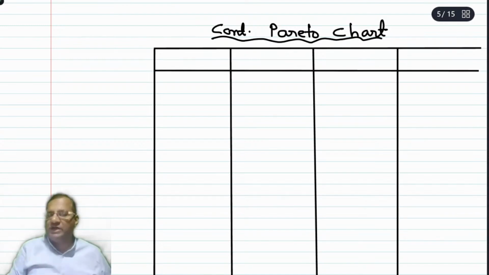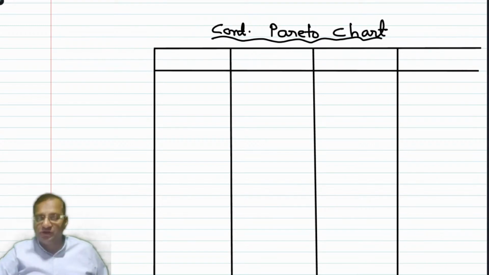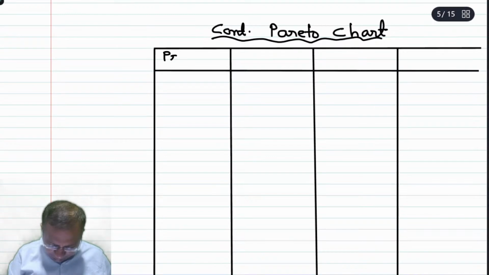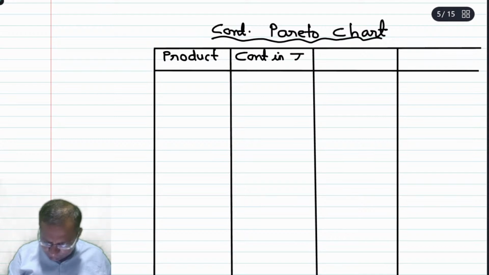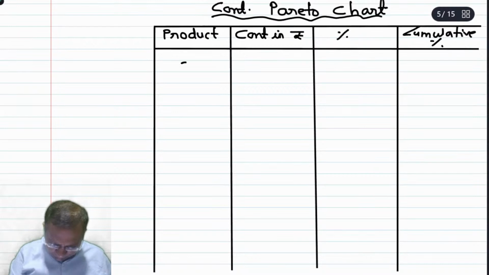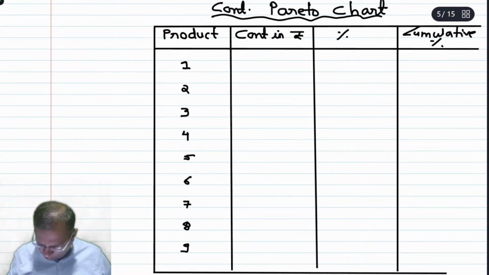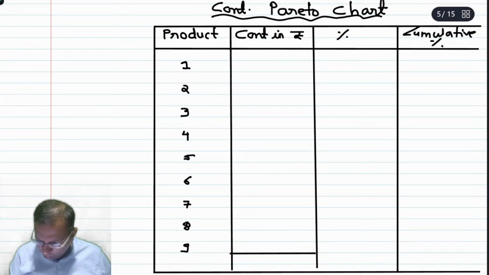The second part is very, very special of this question. You have to discuss your finding of sales Pareto chart, contribution Pareto chart, along with your recommendation. That's a very, very important part. So product, contribution in rupee, individual percentage, and cumulative percentage. Okay. So, no.